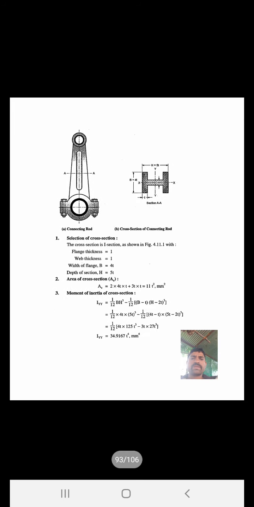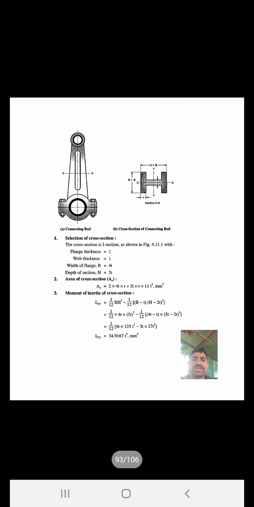Crank radius, you know how to calculate. That radius is denoted by R and is equal to stroke length divided by 2. Stroke length is denoted by capital L, and length of the connecting rod is denoted by small l. So we use capital L divided by 2: 125 divided by 2 is equal to 62.5 mm.